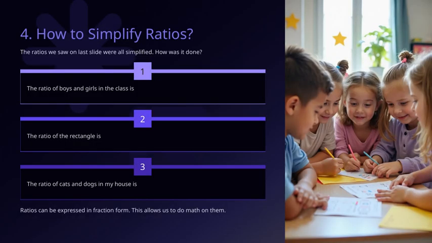Now, let's talk about how to simplify ratios. On the last slide, we saw some ratios that were already simplified. So how do we do that? Suppose we have a ratio of boys to girls in the class. To simplify it, we find the greatest common divisor of the numbers and divide both parts by that number. Similarly, for the ratio of the length and width of a rectangle, we do the same process. For example, if the ratio of cats to dogs in my house is 4:8, I can simplify it by dividing both numbers by 4, which gives me 1:2.